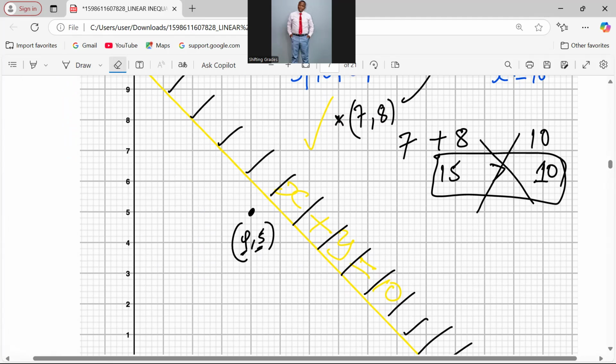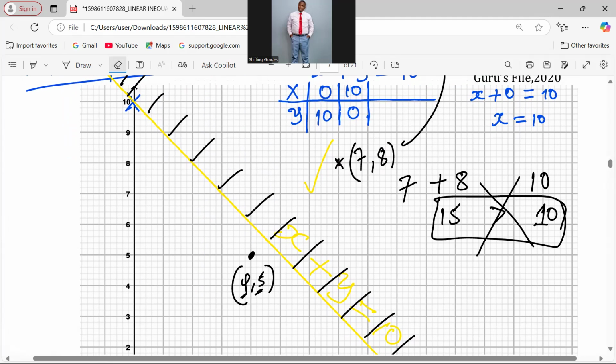It's good for you to know the coordinate you have picked on any side represents all the other coordinates on that particular side of the line. All the others will obey the same. So that is what you're supposed to know. So now we can check.